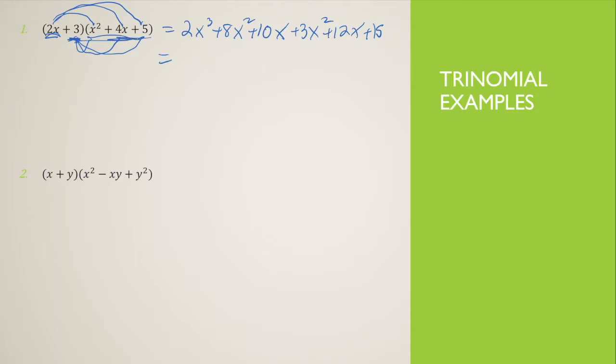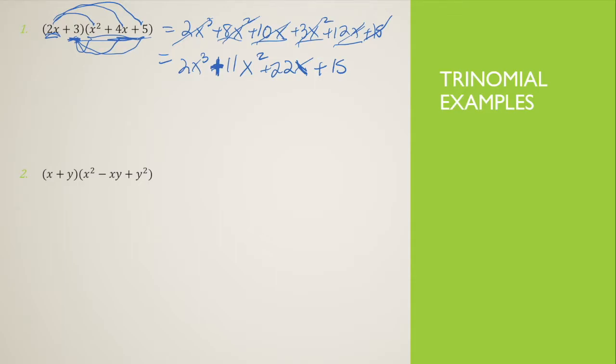Now I combine like terms. So I've got 2x cubed, that's the only x cubed term. I have 8x squared and 3x squared, that gives me 11x squared. I have 10x plus 12x, that gives me a 22x. Notice I'm crossing them off as I go along. When our problems get longer, sometimes it's beneficial to lightly cross out terms once we've already taken them into account. Then I have a positive 15 because that's my only constant.